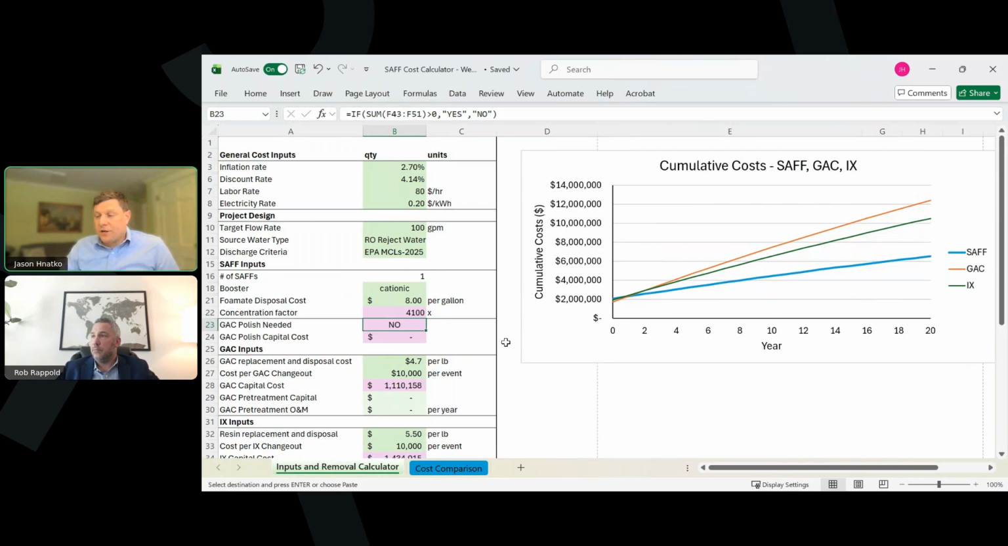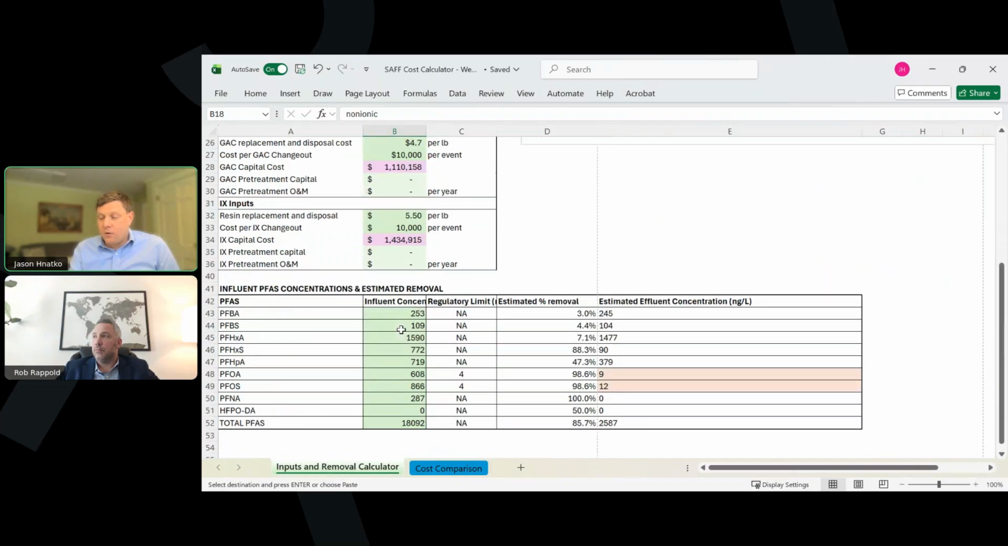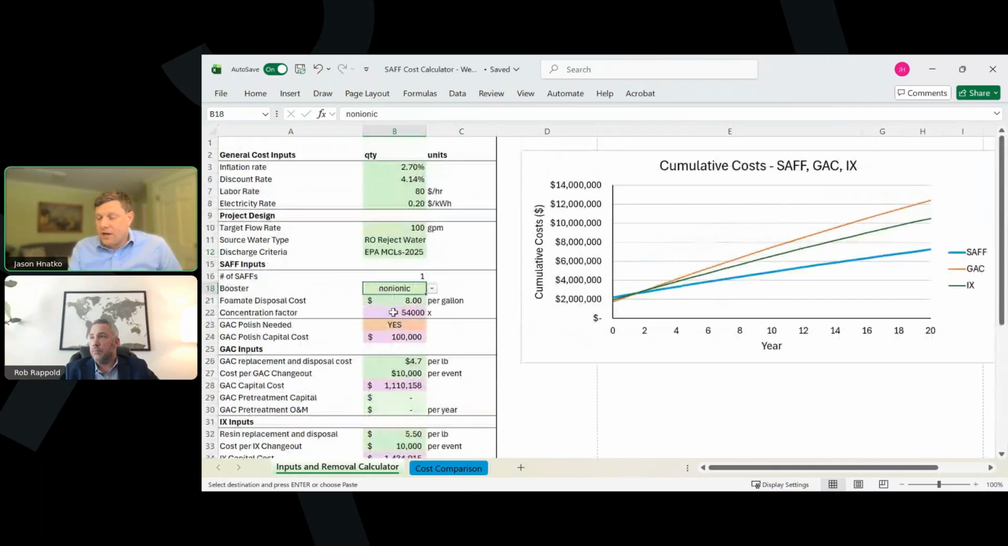But because you're using this for drinking water, maybe it's not a great candidate site for a cationic surfactant because a lot of times treated RO reject water needs to get blended back into the drinking water supply to add salts and things back in. So you're probably not going to be able to use the cationic surfactant. So if we look at the non-ionic surfactant, we see that line jumped up a little bit because we do need that carbon polish. We're not quite hitting 4 nanograms per liter. We're hitting 9 and 12, so we're pretty close, but not quite there. So we do need a carbon polish, but you still save a lot of media by adding the booster versus just foam frac alone.